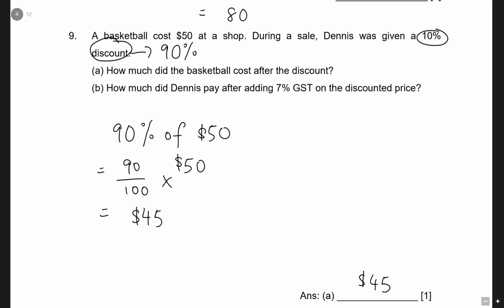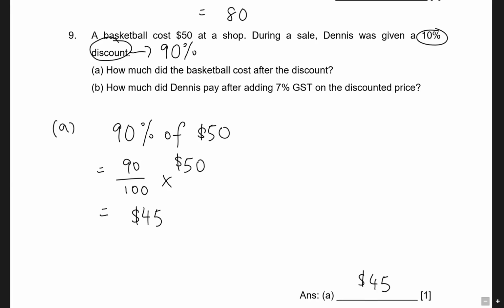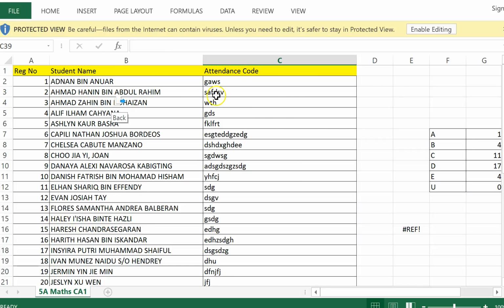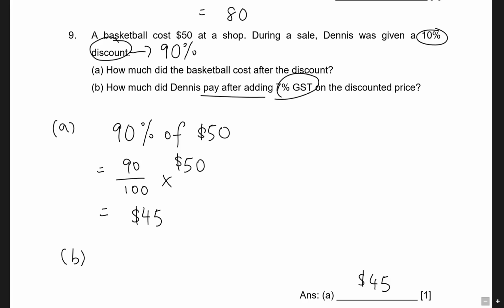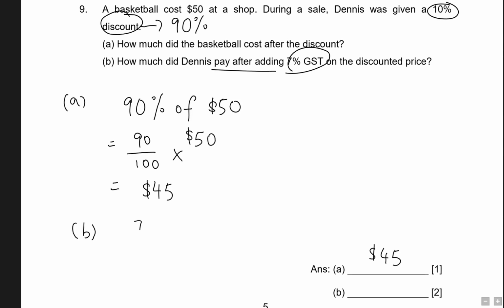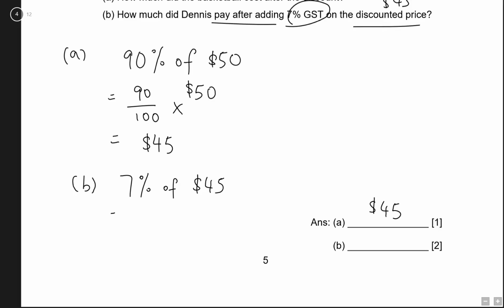Okay? So that's for part A. Now for part B, you are going to add on a 7% GST, and how much did he pay in total? Let's find out how much this 7% is first. Let's do it in English way first. We want to find out how much is 7% of the $45, the discounted price. So 7% is the same as 7/100 times 45. The number may look a little strange, but that's fine if it is 2 decimal places.